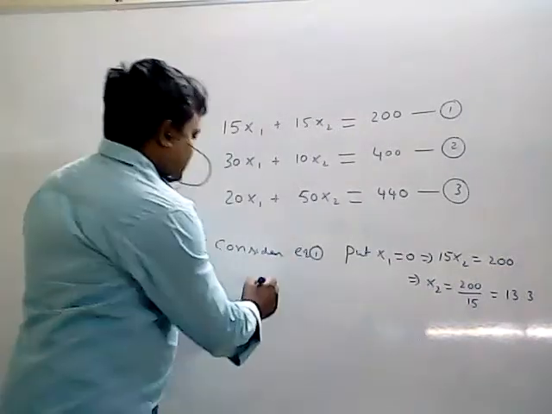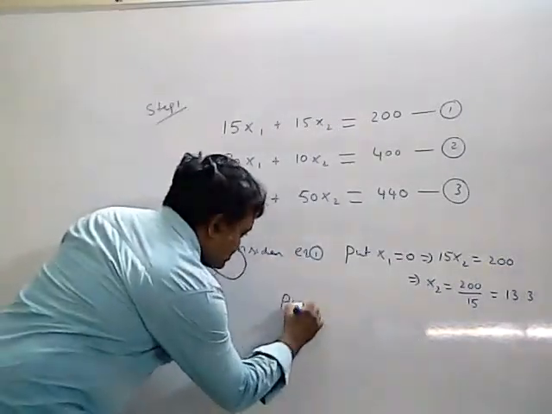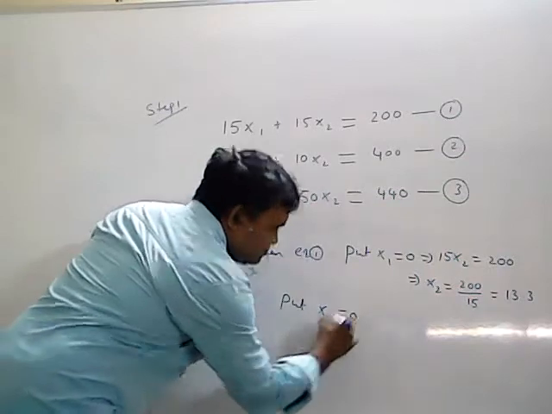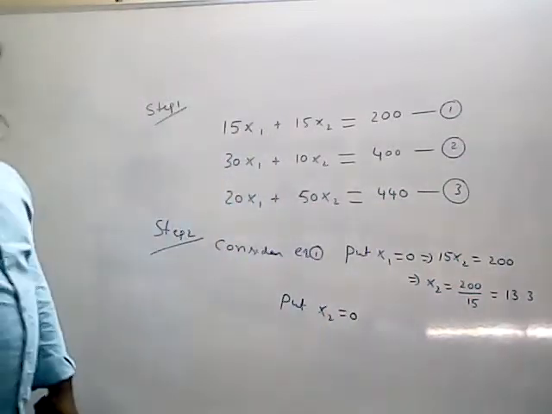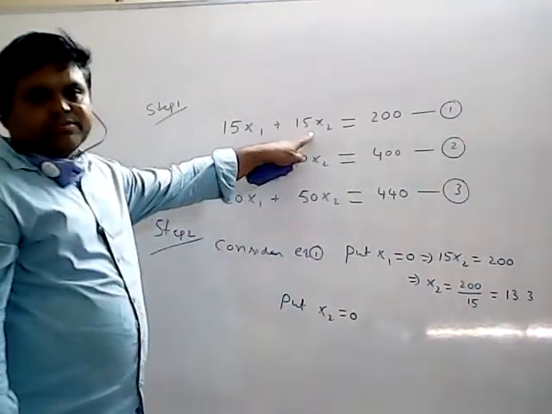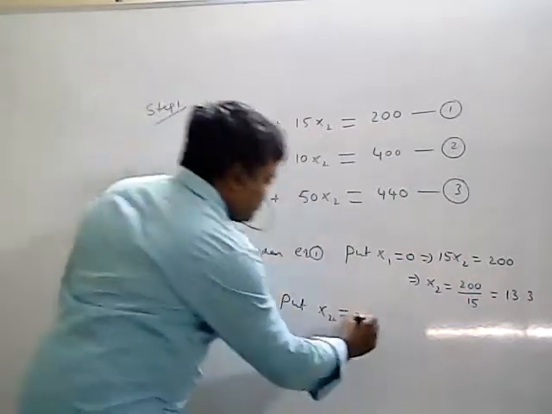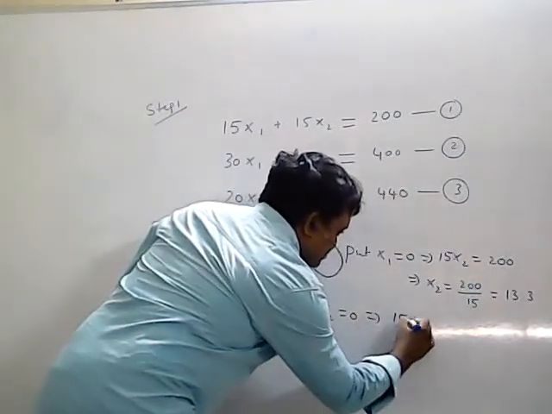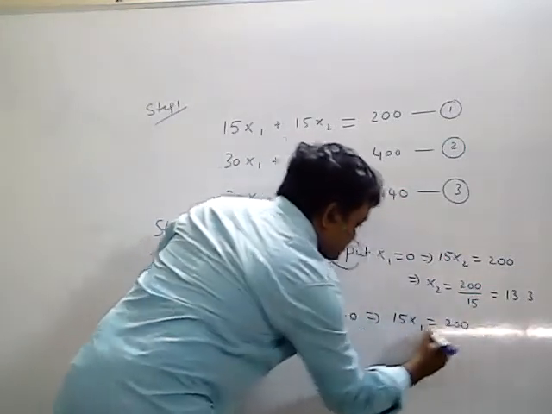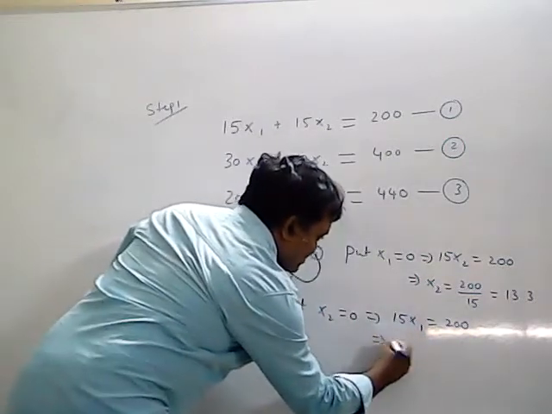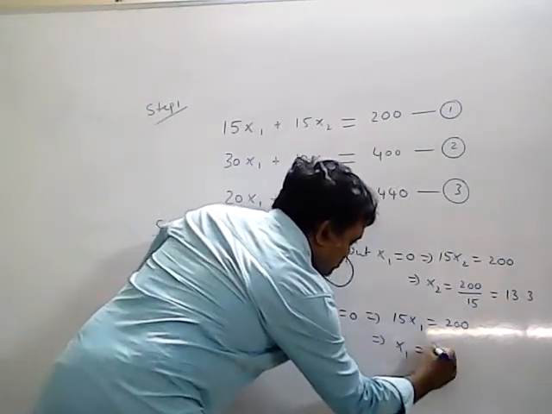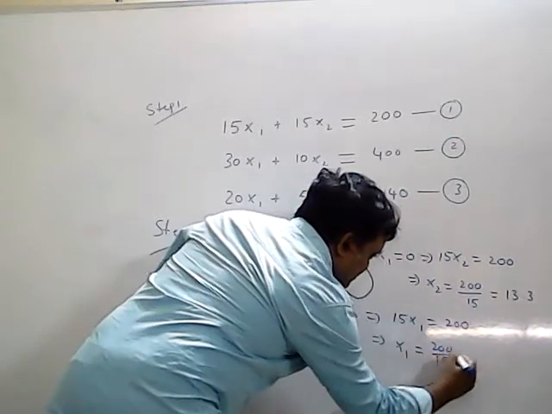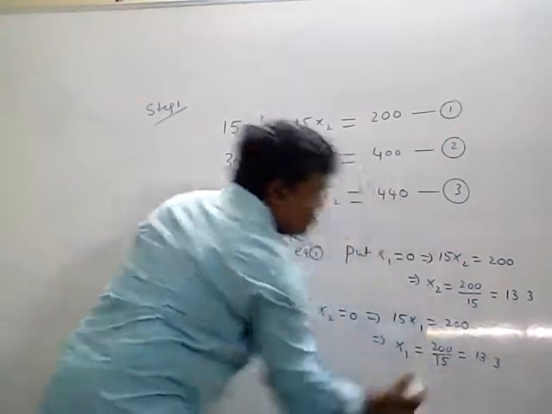Next, same equation, put x2 equal to 0. When x2 is equal to 0, you get 15x1 equal to 200. So what is the x1 value? x1 equal to 200 by 15, that means 13.3.